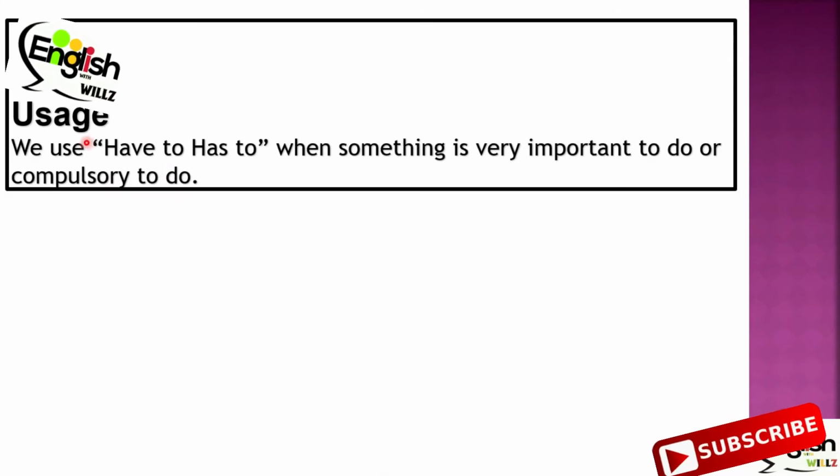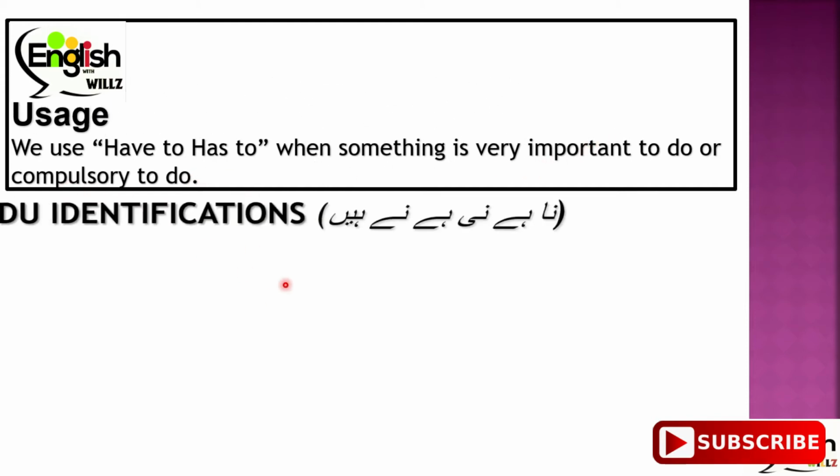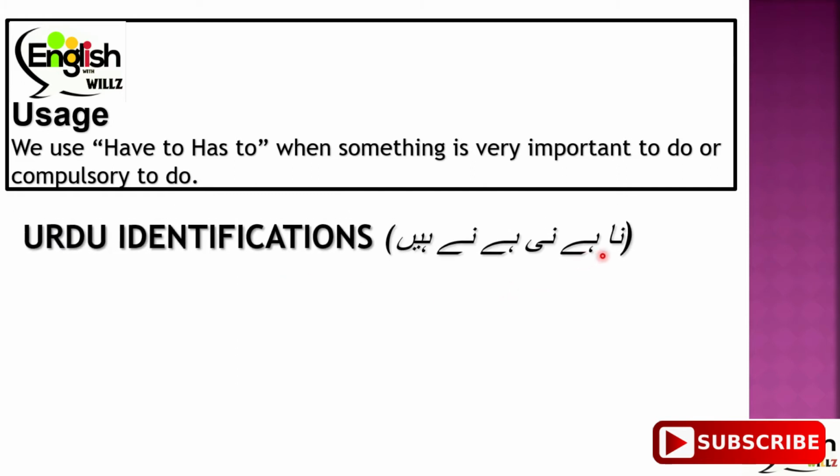The usage of the structure have to, has to is we use have to or has to when something is very important to do or something is compulsory to do. It means for necessary action or for compulsion. The Urdu identification of the structure have to, has to are na hai, ni hai, ne hai. At the end of the sentence you will find na hai, ni hai, ne hai.